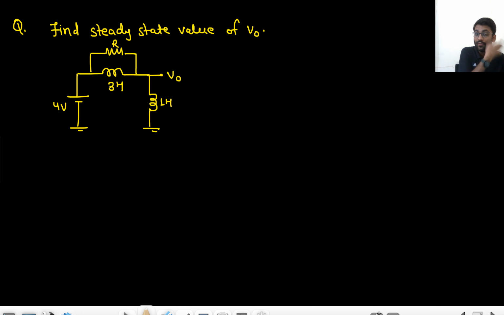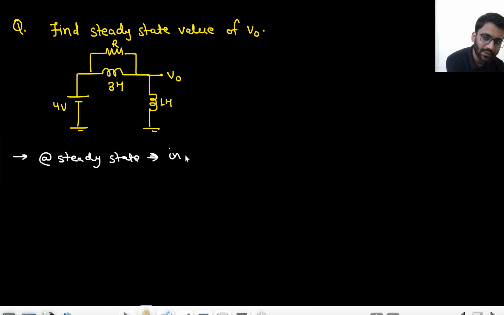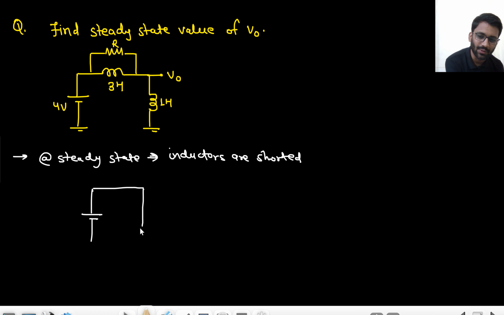You have to find the steady state value of V naught. So at steady state, what happens? Inductors are shorted. So this will be shorted, this will be shorted. If you short them, what will happen? This is 4 volt, this is shorted, this is shorted. Now this is saying I will have 4 volt here, and this ground is saying I will have 0 volt here. That means KVL invalid. Are you getting my point?